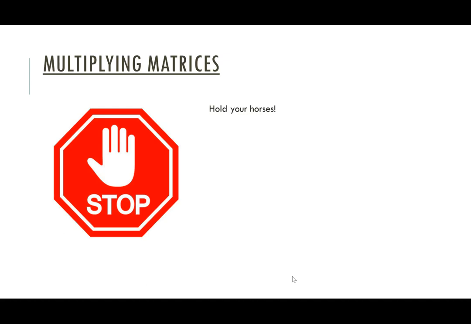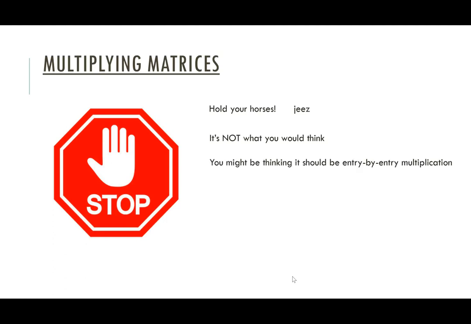Oh, actually, hold your horses. Geez, trying to get ahead of yourselves here. It's actually not what you think. So you are probably thinking that multiplying one matrix times another, well, you just multiply the entries, kind of like how when you added two matrices, you added the entries. And it's not that. That is a thing.